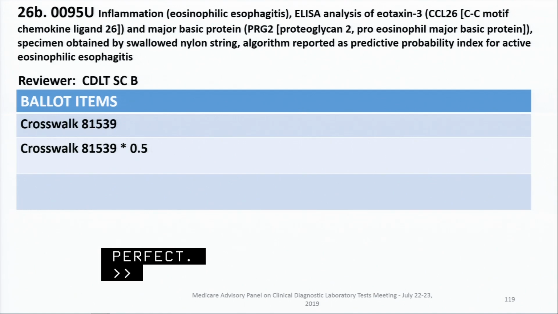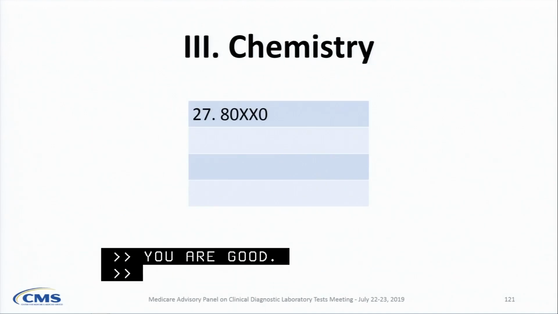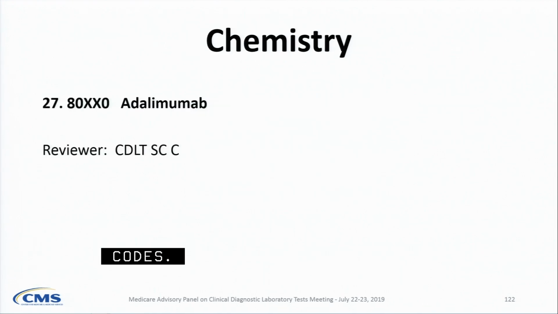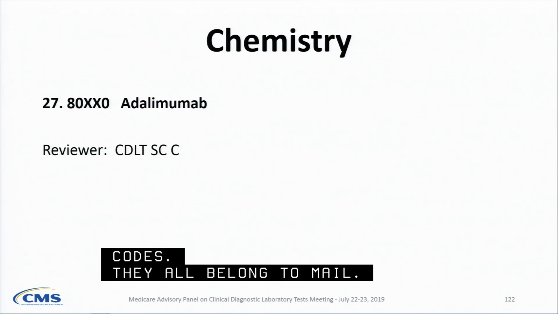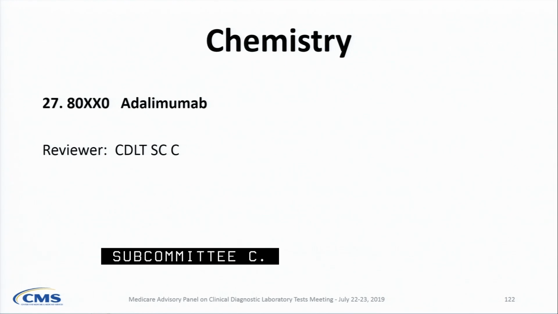We're good. Okay, so we're now going to go to item 27, which is 80XX0. We're going to go through a series of codes. They all belong to Mayo, and these are drug testing codes. So I'm going to turn this over to Subcommittee C, and this is 80XX0.